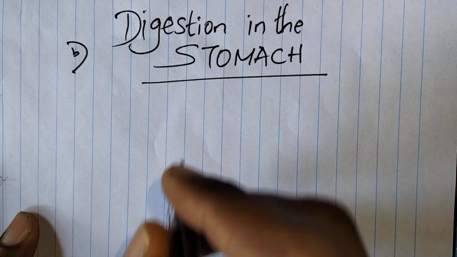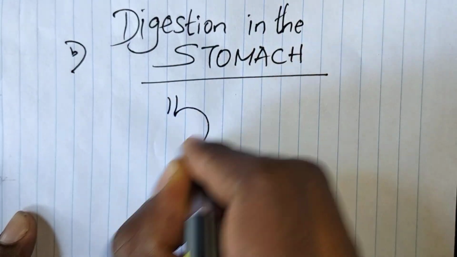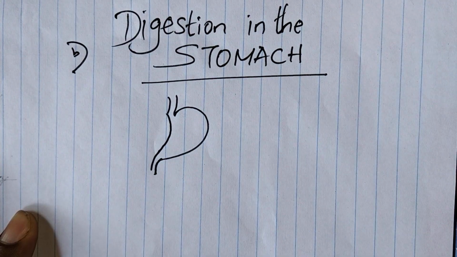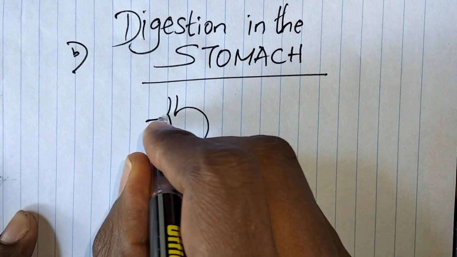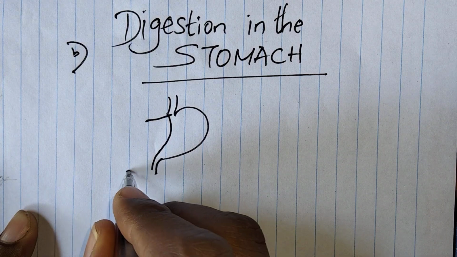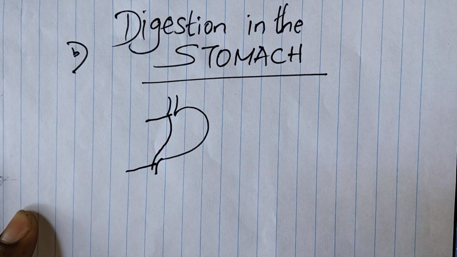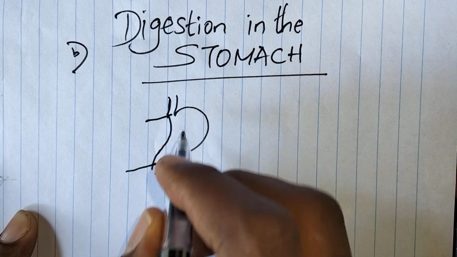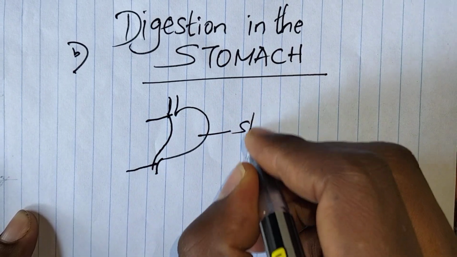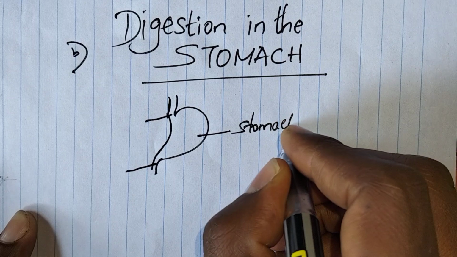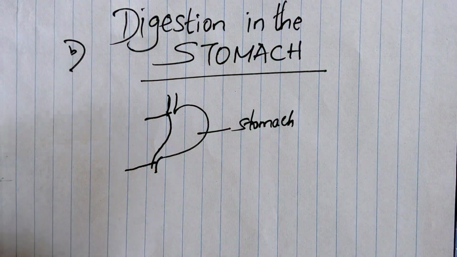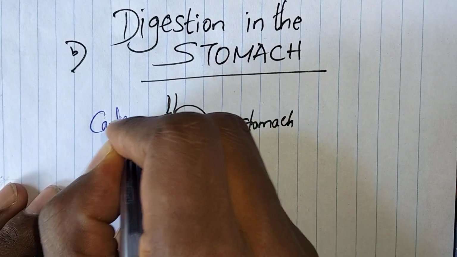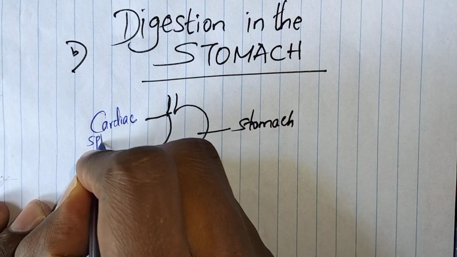I would like to draw a simple sketch of a stomach. That is how it looks like, not drawn to scale. There is a valve here. There is also another valve here. But most importantly, the valve that allows food to enter the stomach, because this is the stomach. That valve is called the cardiac sphincter.